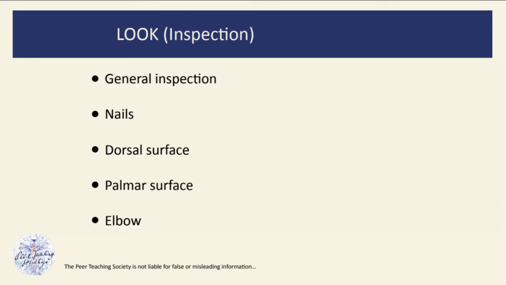You look at your nails for the hands. You look at the dorsal surface. That's that surface. Palmar surface, this surface. And you look at your elbow. That's for the looking part.